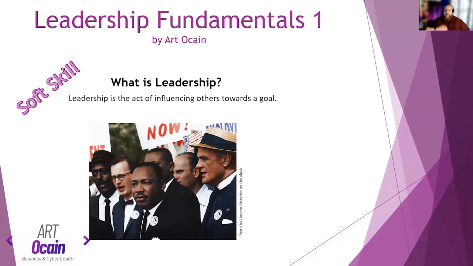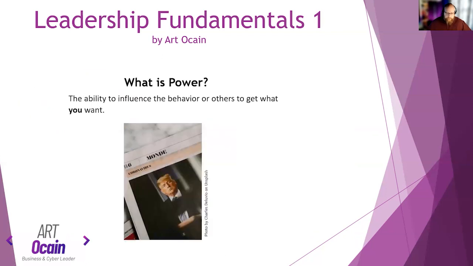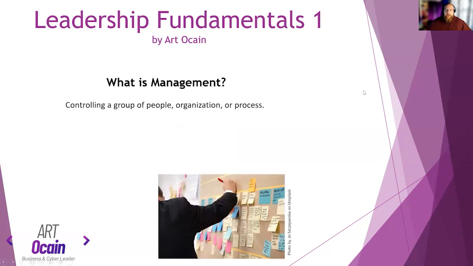So what's leadership? It's getting everybody rowing in the same direction. It's influencing others towards a goal. It's using that influence to motivate people towards a goal. And it's a soft skill. What do I mean by a skill? It's a soft skill, so it's something that can be taught or learned or trained, practiced. Now, what's power? That's the ability to influence the behavior of others to get what you want. And what's management? It's controlling a group of people, organization, or process. Now, a lot of times strong leaders will be good at management and have power, and they're good at leadership. So it can be easily confused that there's a difference between these.